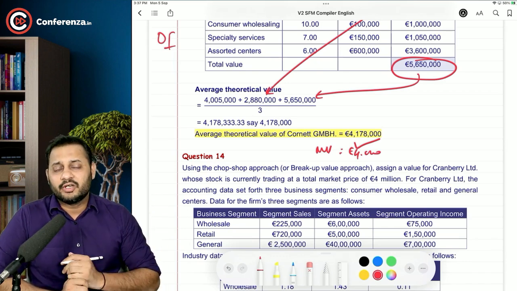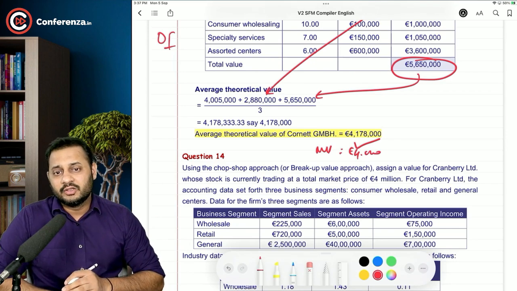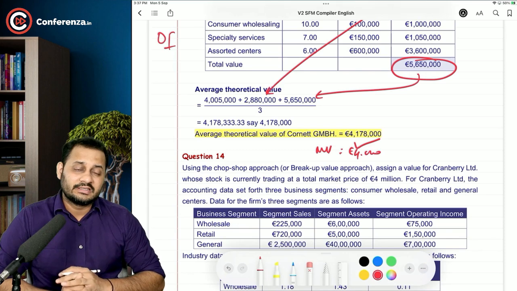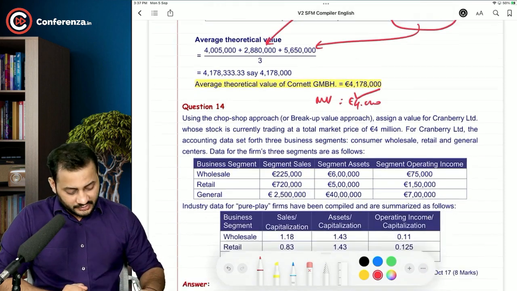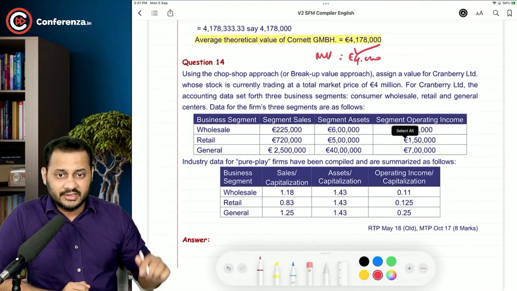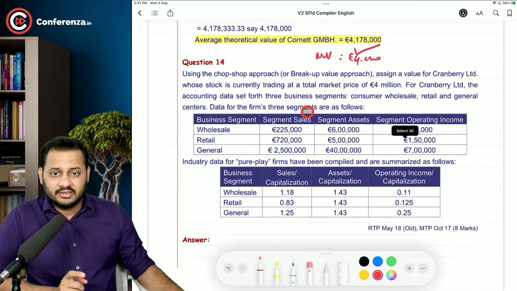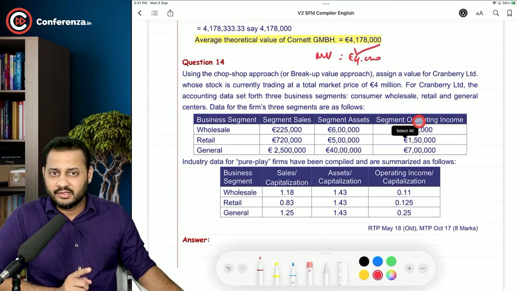Now question number 14 is exactly similar to question number 13, except for one fact, and that's what is interesting. See, again in this question, if you realize, there are segment sales, segment assets, and segment operating income, right? All three are given. Now, if you go with the industry data, the ratios are given like sales by capitalization, assets by capitalization, and operating income by capitalization. Now, this has made the difference.